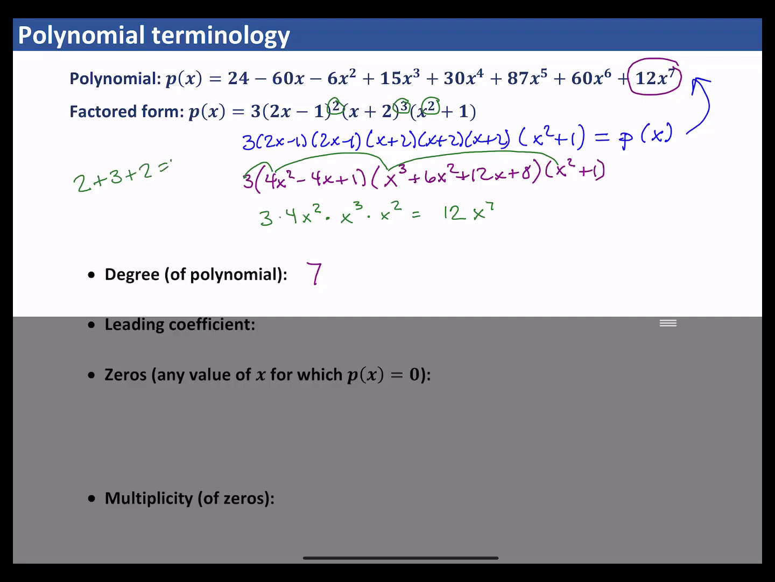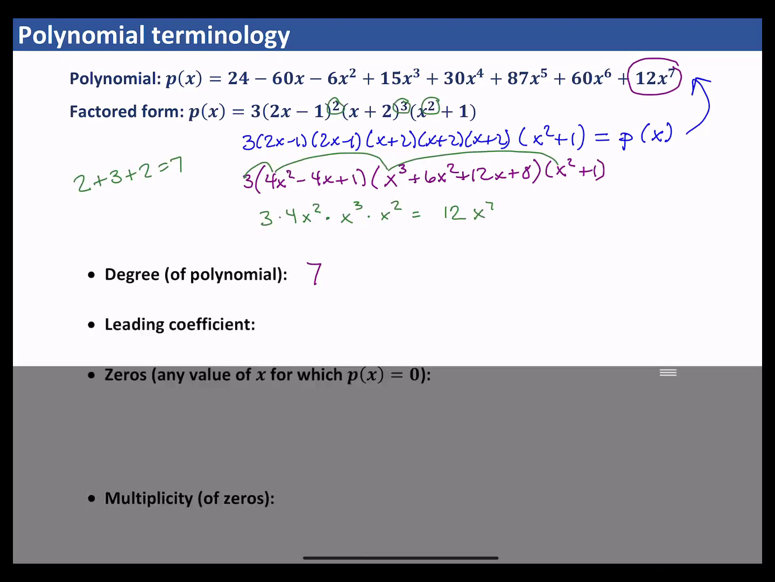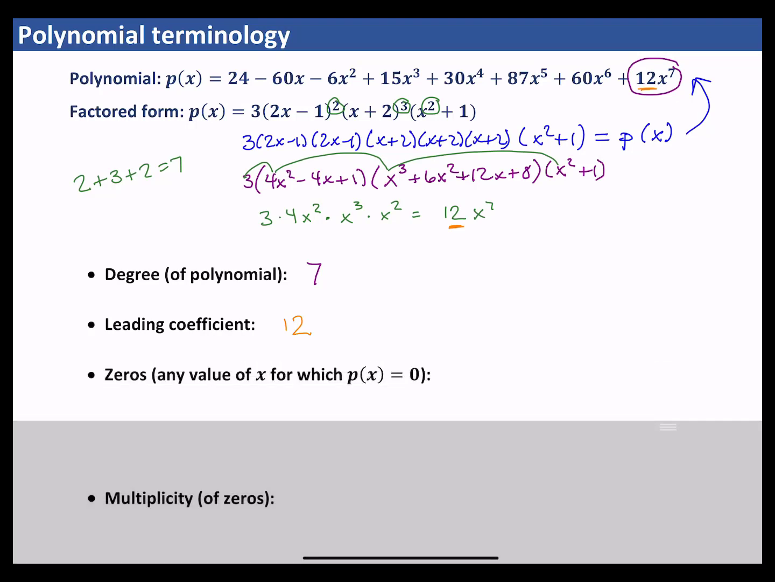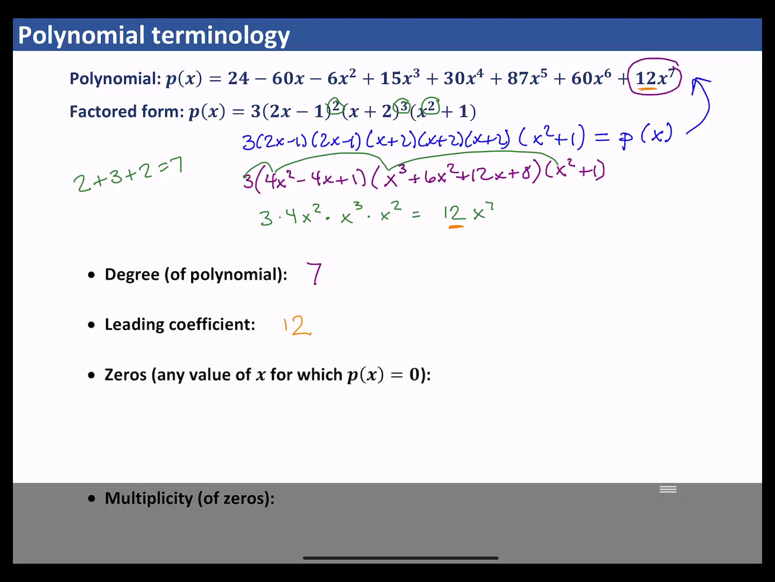The leading coefficient is the coefficient associated with the degree of the polynomial. In both forms of the polynomial, we see that the coefficient of 12 is associated with the degree of the polynomial. Thus, the leading coefficient is 12. The zeros of the polynomial are any values of x for which p of x equals 0. This is another way of saying the x-intercepts on the polynomial's graph. When a polynomial is in expanded form, the zeros are not usually obvious. However, in factored form, we can use the zero product property to quickly identify the zeros of the polynomial.